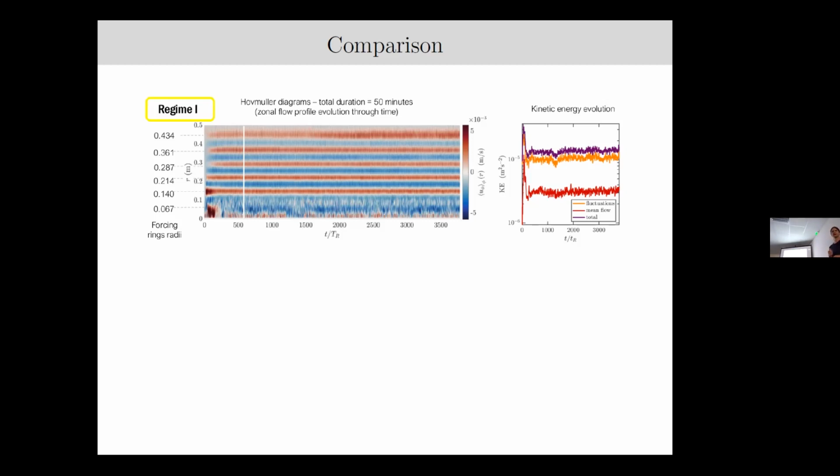Okay. The question I wanted to ask you is that when you stop forcing, how long does it take the system to go back to solid body rotation? So this you can clearly compute, and it's compatible with this simple Ekman time scale. Okay.